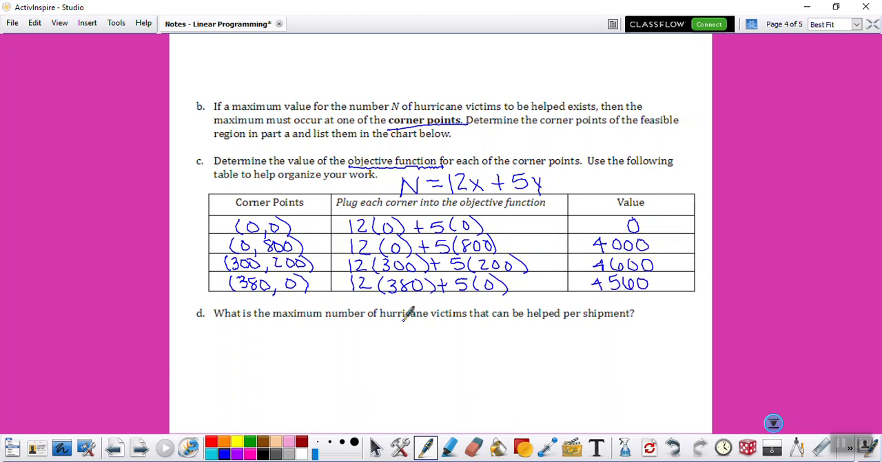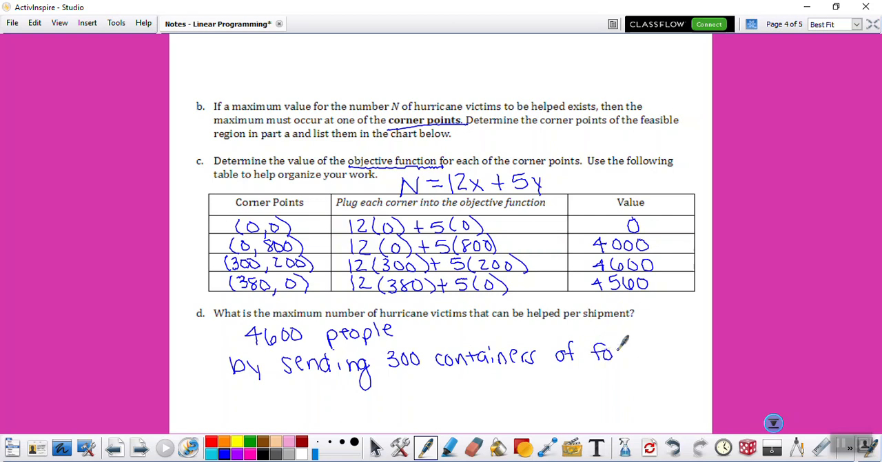So what is the maximum number of hurricane victims that can be helped? We can help 4,600 people by sending 300 containers of food and 200 containers of clothing. And that's it. See you in class.